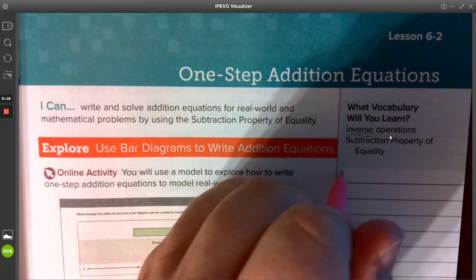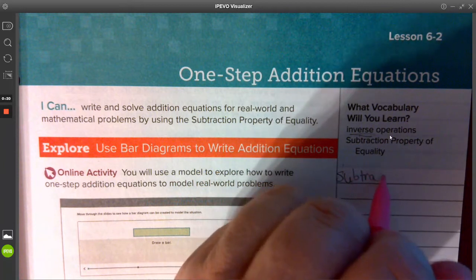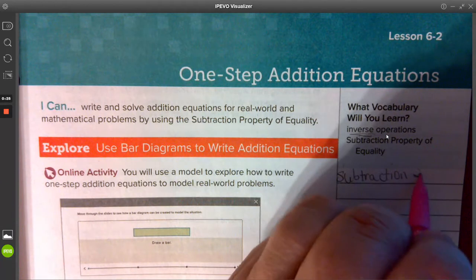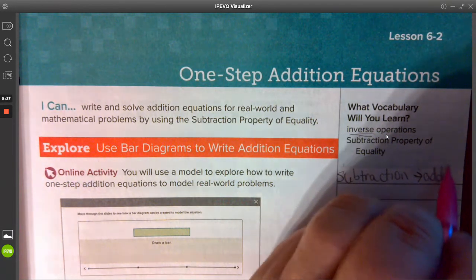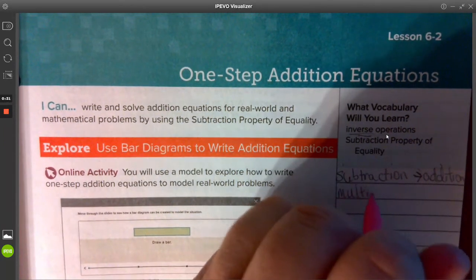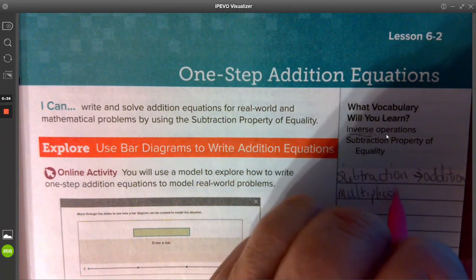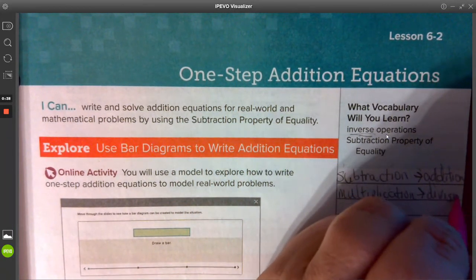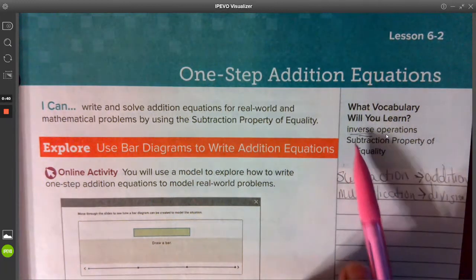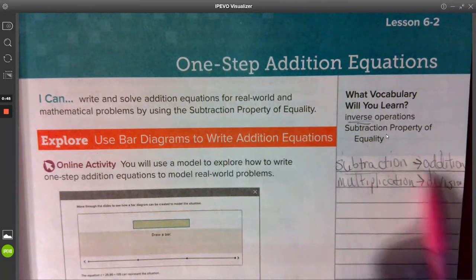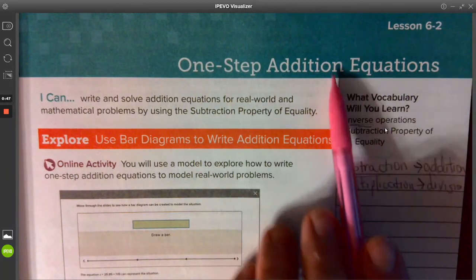When we deal with subtraction, the inverse would then be addition. Same with multiplication and division. Those are also inverse operations. We will also deal with the subtraction property of equality. The biggest ones that we'll work on today are the subtraction and addition, because we are talking about addition equations.